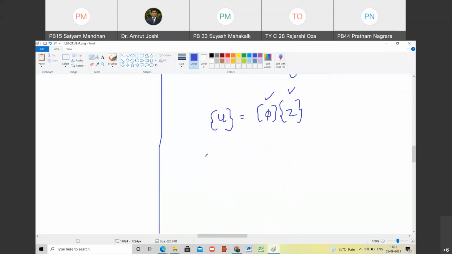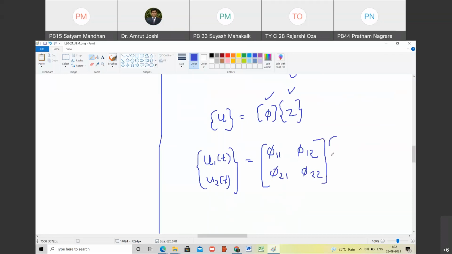So देखो U को मैं long hand में लिखता हूँ. This is U1 of t and U2 of t. Do you agree with me? Yes, sir. इज इक्वल टू, अब जरा देखो इस मैट्रिक्स में I am intentionally writing these terms as phi 1 1, phi first row second column, phi second row first column, phi second row second column. Are you with me? Multiplied by z1 of t and z2 of t.